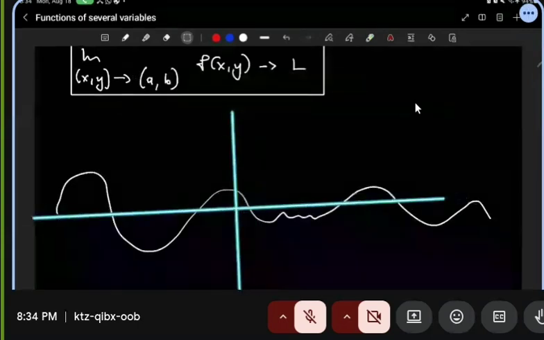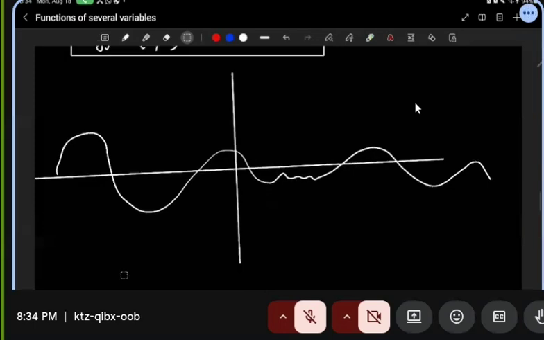So let's say we are looking for the limit. I'll do it for one variable first. The limit as x approaches, let's say 0, for a function that I have here. This is a single variable. In this case, we see that the limit as x approaches 0, the function approaches this point here, the value of y at that point.